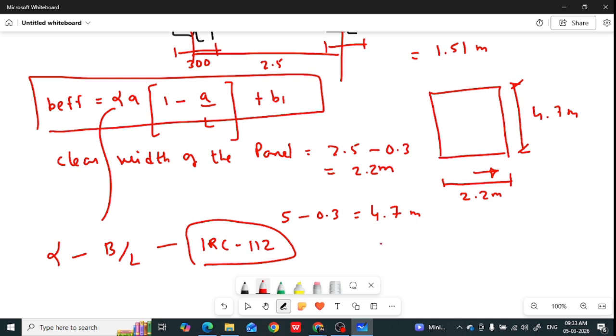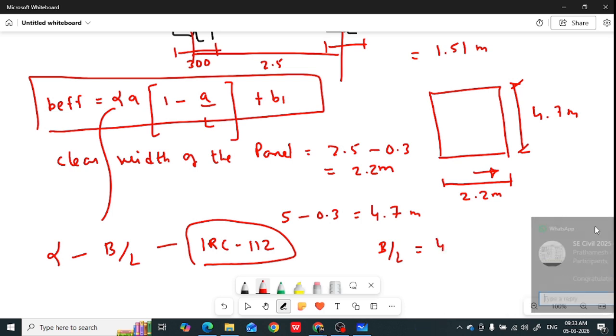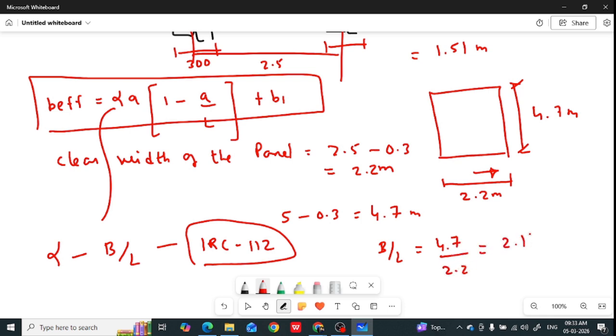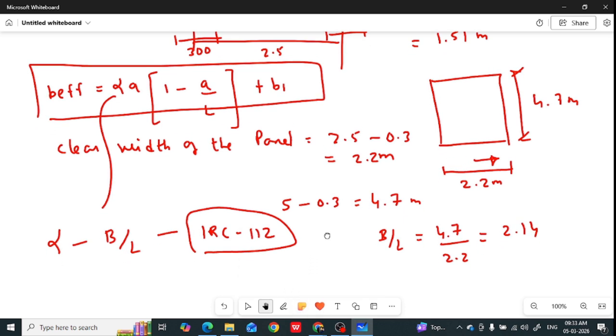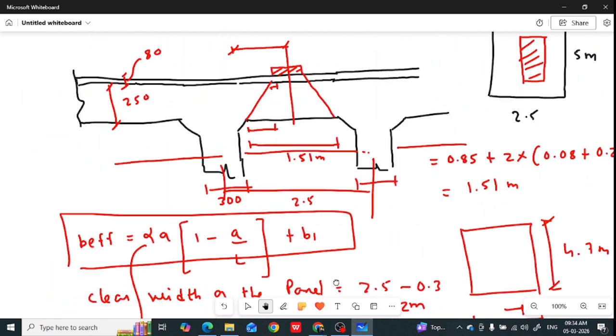So B by L is equal to 4.7 by 2.2. This is coming as 2.14. Now for the alpha value, for B by L equal to 2.14, we are getting it as 2.6 from the table. Okay, so we got the alpha value, and what is A?